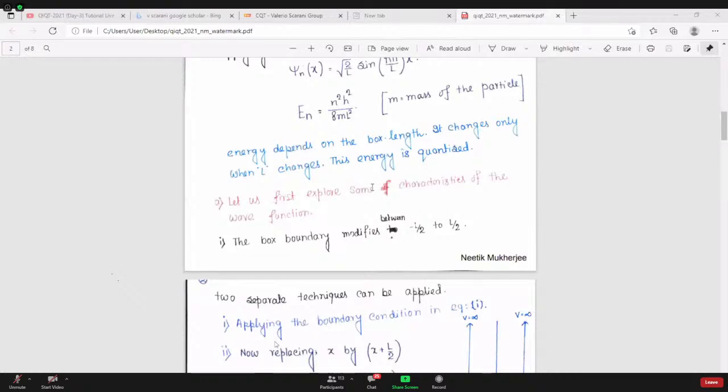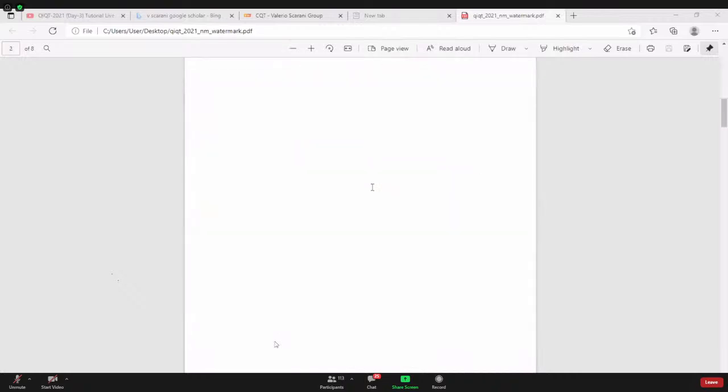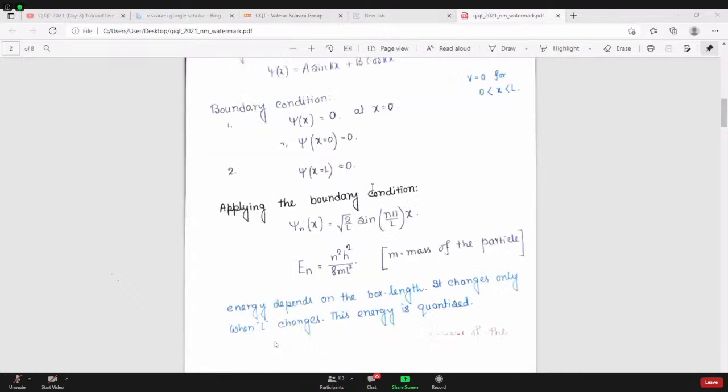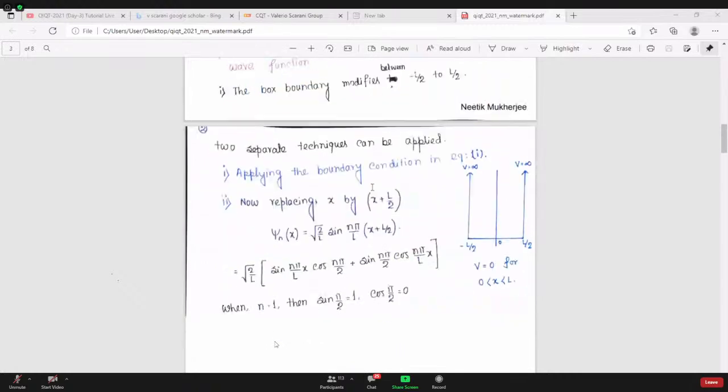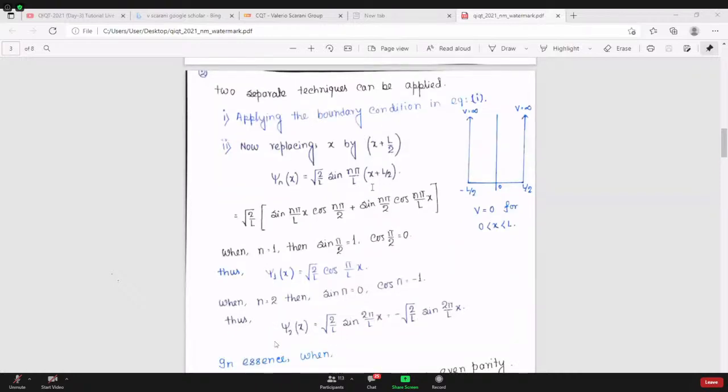Usually, we can calculate it in two separate ways. One is to go to the general solution given in equation 1, then apply the boundary condition and extract the wave function. But in this case, we will opt for another way, bypassing this first process, and just shift our origin from 0 to minus L by 2.